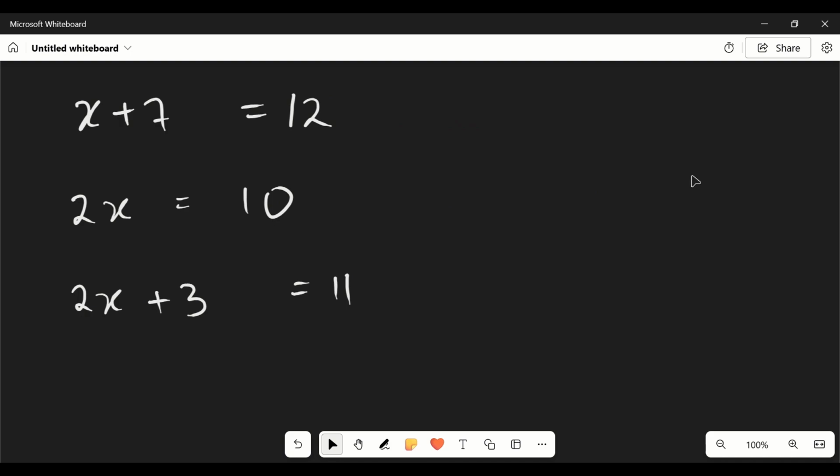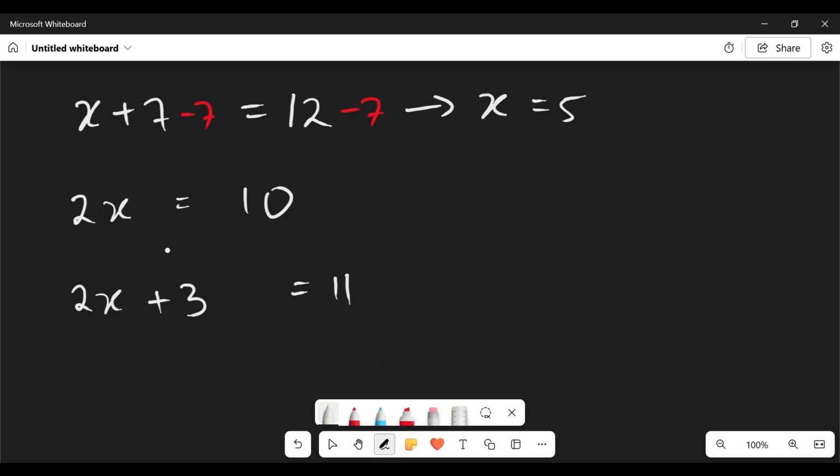Let's do some exercises. x plus 7 equals 12. The goal is we must isolate x. First, we subtract 7 from both sides. Then it becomes x equals 5.